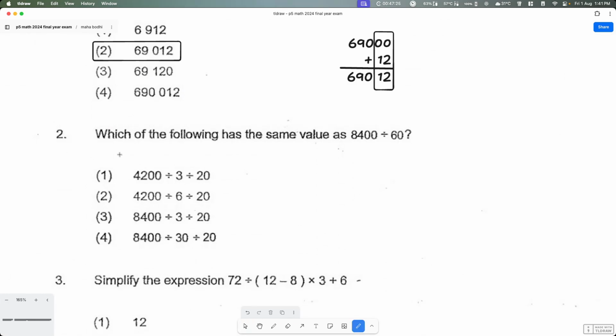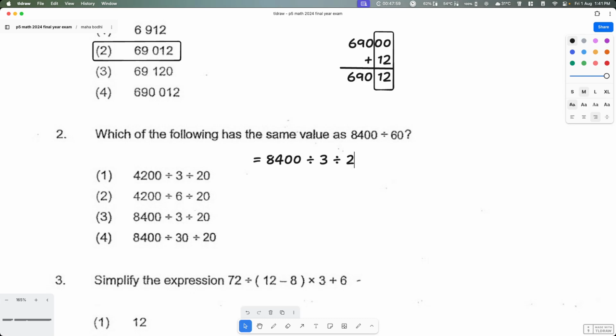Question number 2. Which of the following has the same value as 84,000 divided by 60? So in this case, what we can do is, now it's easy, everything is divisible. So it's equal to 84,000 and then basically 60. You can break it up, in this case, 60 as 3 times 20, so it's divided by 3 and then divided by 20. Essentially this is how it looks like.